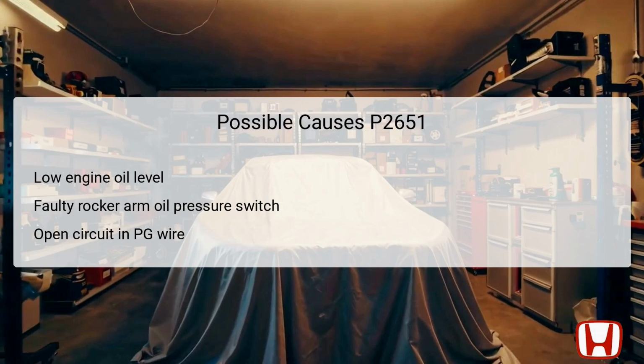Additionally, a disruption in the circuit supplied by the PG wire may lead to an open circuit, preventing the switch from effectively communicating with the PCM. Lastly, connections, such as poor wiring or loose terminals, can also lead to intermittent failures that would trigger this DTC. Each of these causes must be examined carefully to diagnose and resolve the issue.